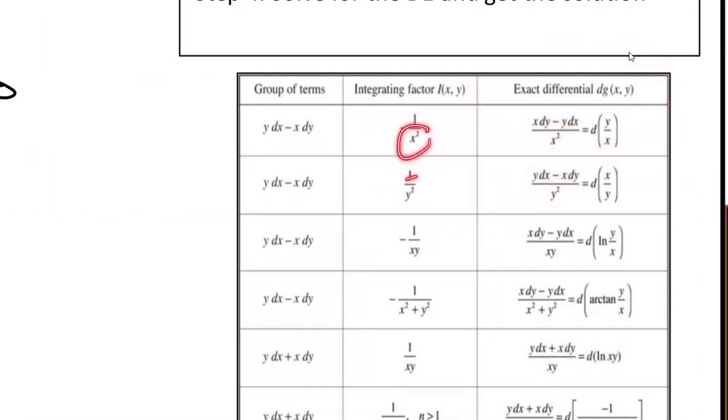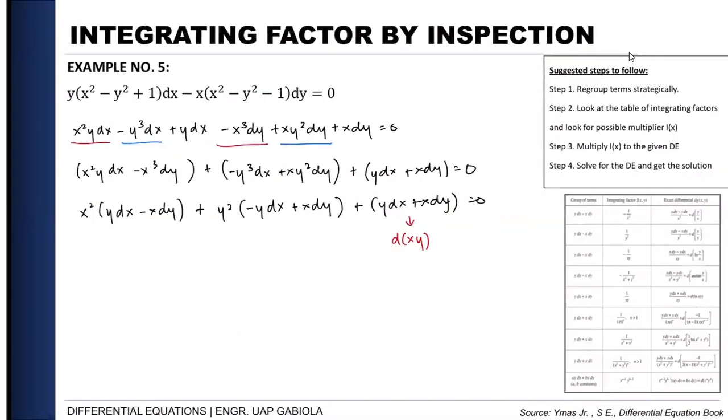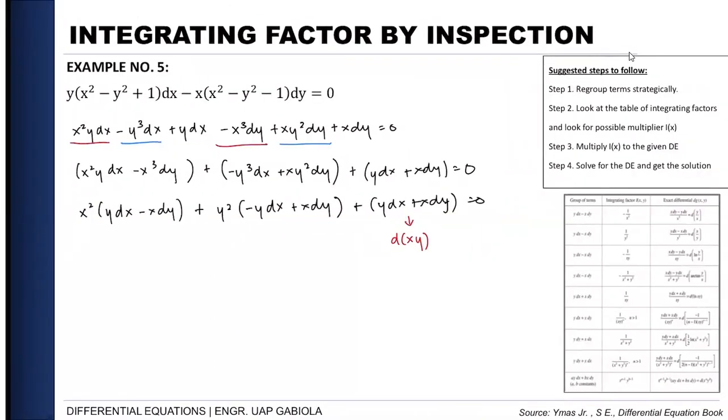So we can multiply it by, let's try, our integrating factor is, I will just add xy. It's equals to 1 over x squared y squared. Okay? So let's try that so that we can satisfy and get exact differentials. x squared y squared. Okay?